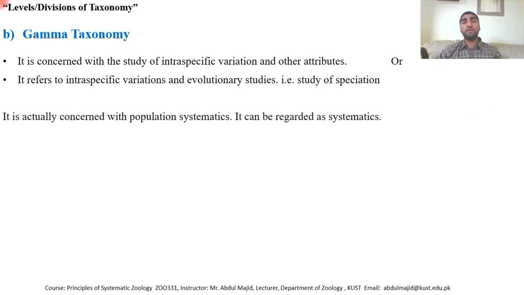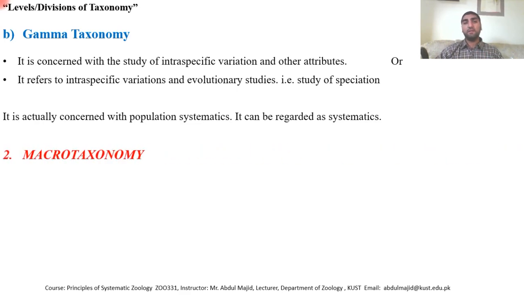Now it is concerned with population systematics. It can be regarded as systematics. So why do we regard it as systematics? Because in systematics we discriminate things. We study the different characteristics. We study why certain characteristics are different and what the reasons behind these differences are, and why characteristics are similar and what the reasons behind these similarities are.